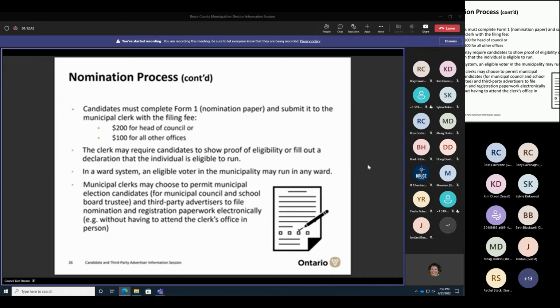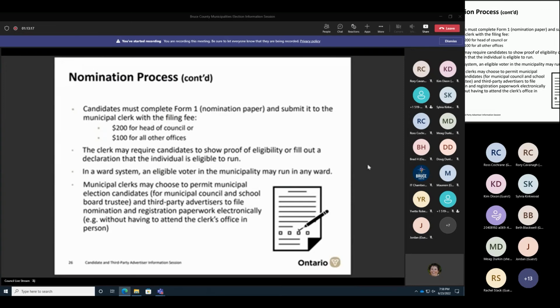So as long as you're eligible to vote in the municipality, you may run in any ward. If you do run in a ward where you do not live, you'll not be able to vote for yourself, as you must vote in the ward in which you reside. So in addition to the legislative requirements, each municipal clerk may establish their own local processes and procedures related to submitting a nomination. So it's important to contact the clerk so you understand the process in that municipality. Next slide, please.